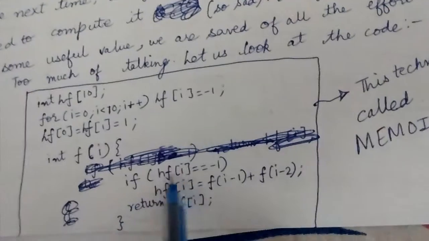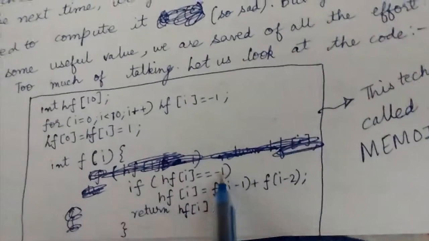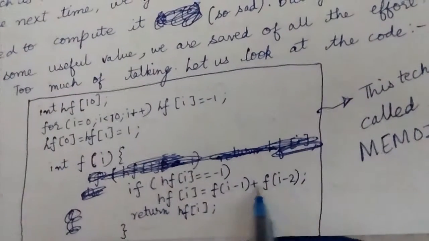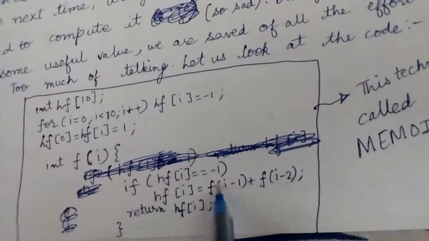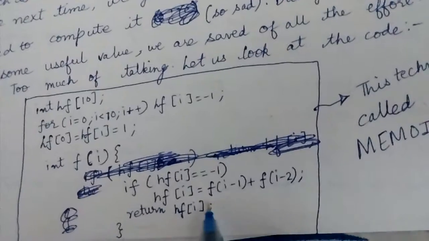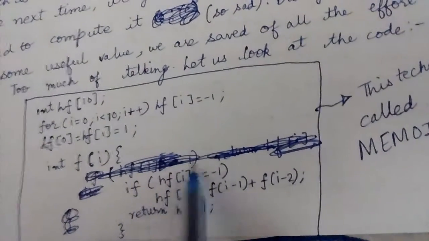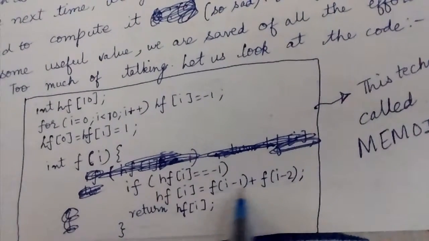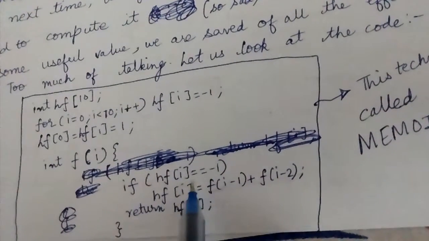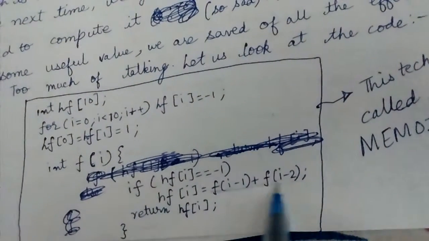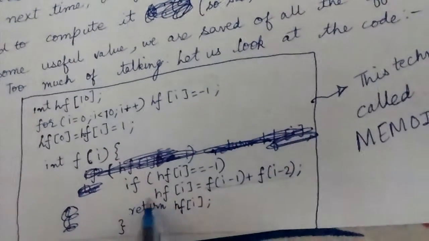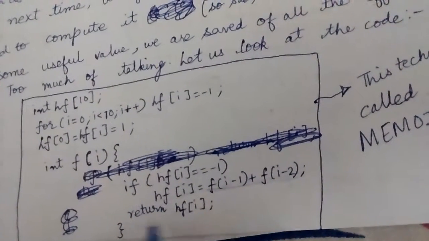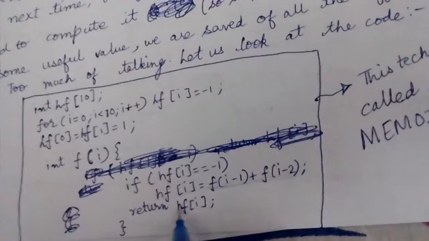So if hf[i] is -1, then we need to compute hf[i] as f of i-1 plus f of i-2. I need to call my children to compute it. There is no other way. hf[i] doesn't know the value because it is still -1. So there is only one way. I need to call my children, and as I call my children, I populate hf[i] because now I know the value of hf[i], and then I return hf[i].